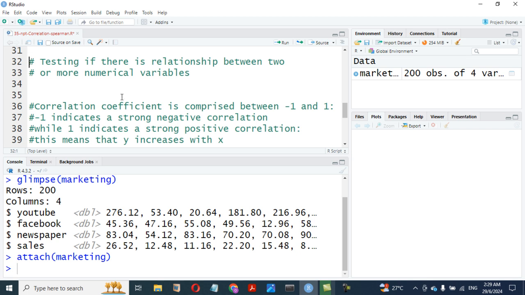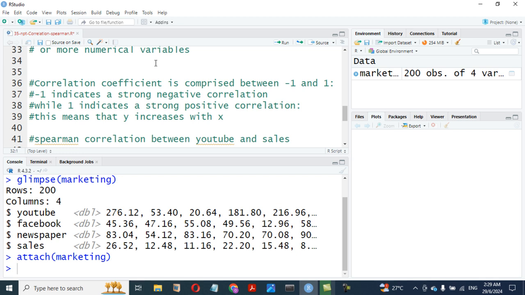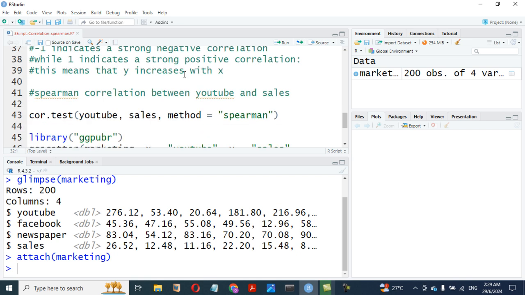All right. So the correlation coefficient is one of the important factors that we use to determine this. It becomes our estimate coefficient. So it ranges between -1 and +1. -1 indicates a strong negative correlation, while +1 indicates a strong positive correlation. So this means that y increases with x.